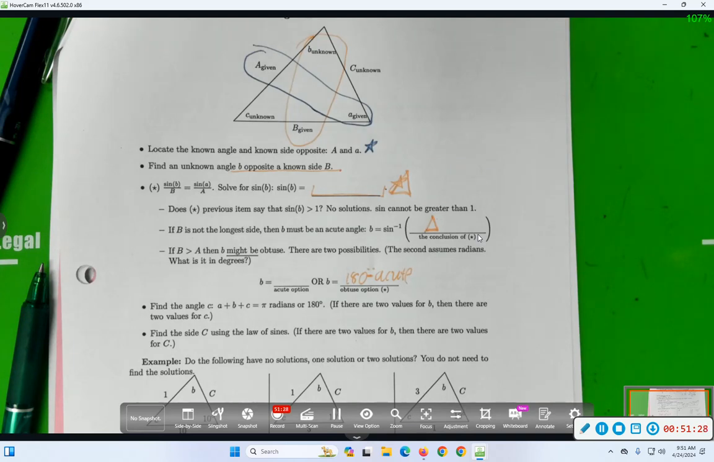Is the inverse sine and arc sine the same thing? Yeah, and depending on what computer system you're using, you might be using any of those things. What button do you see on your calculator? Arc sine or the inverse sine? Okay.